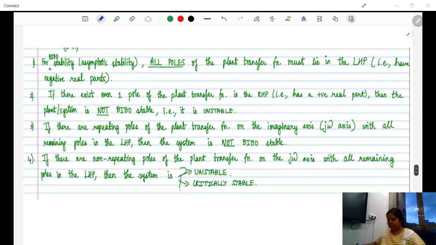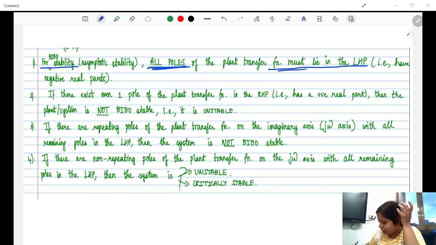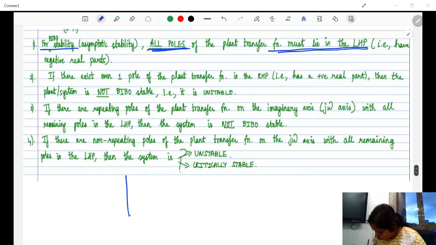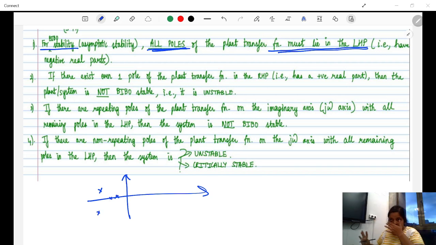There were some points that were covered in your lecture. It was said that for BIBO stability, all poles of the system should lie in the left half of the S plane. That means you should have all the poles here or here, anywhere, but in the left half only, not in the right half. Okay? If this is the case, then this is BIBO stable.